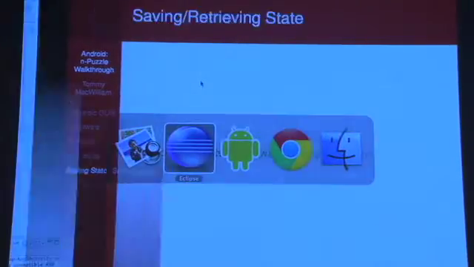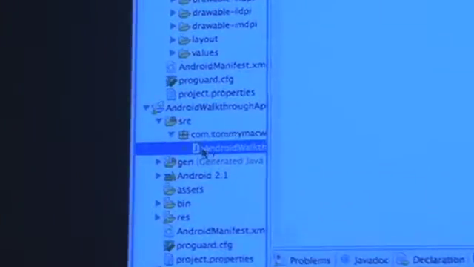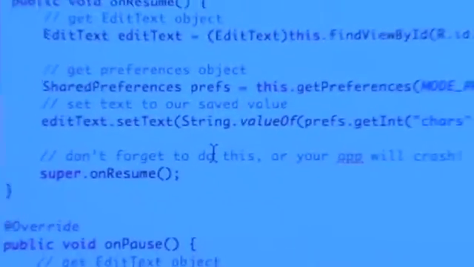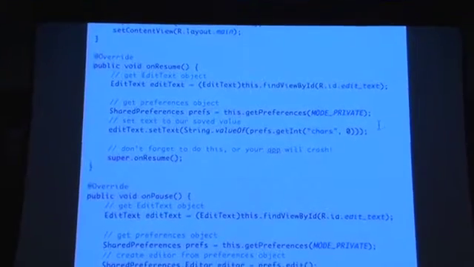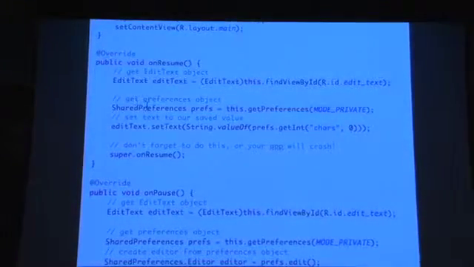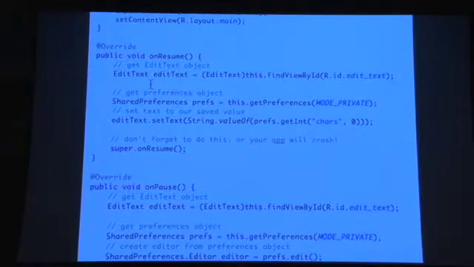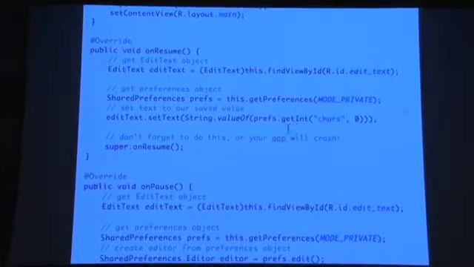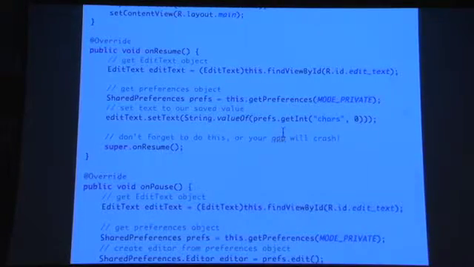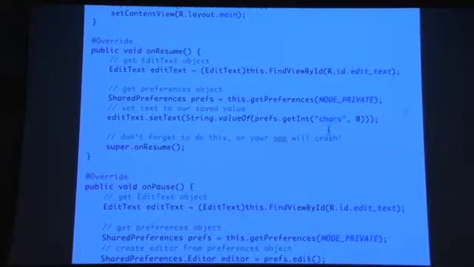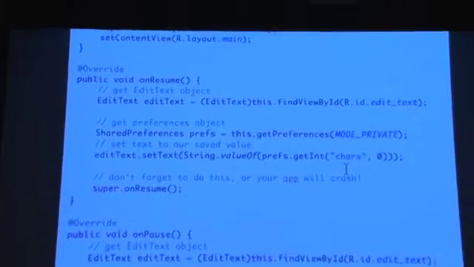So let's just take a quick look at this example. Here, you'll see that in onResume, I'm just retrieving state. So I'm saying, using this SharedPreferences object, get the preferences. And from those preferences, I'm going to get an integer, because I'm saying getInt, which means that the expected type of the value I'm retrieving from the storage is going to be an integer. And the key I've stored it in is just arbitrarily the string chars.